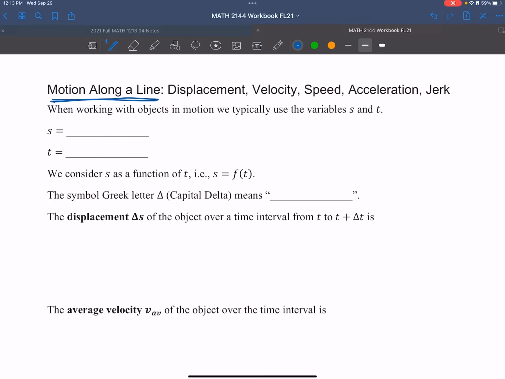So when working with objects in motion, we typically use the variables s and t. s represents the position of an object. So this is typically going to be your vertical axis, so it'll act in terms of your y's. And then t represents time, and this is going to be your horizontal axis.